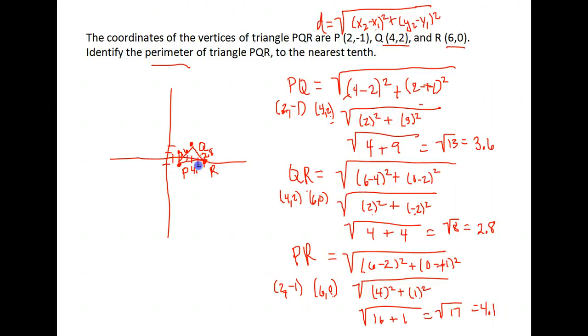Okay, I have used the distance formula to find the length of all three sides. So my perimeter, which is what they want, is when you add all three side lengths together. So 3.6 plus 2.8 plus 4.1 gives me a perimeter of 10.5. Okay, all right, I hope that helps you out.